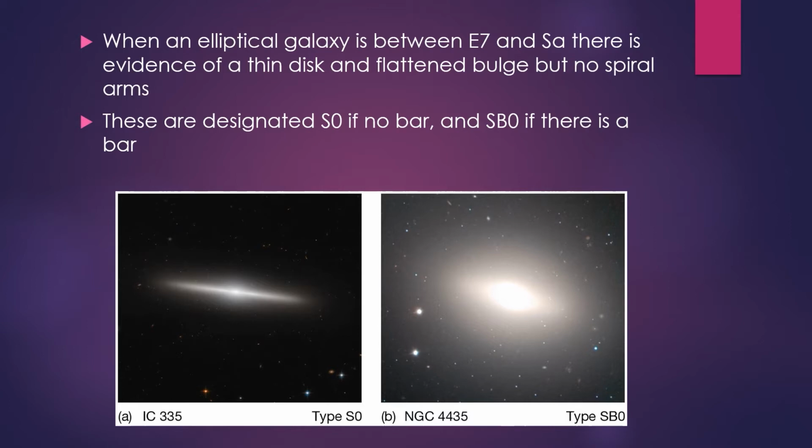When an elliptical galaxy is between E7 and SA, there is evidence of a thin disk and flattened bulge, but no spiral arms. These are designated S0 if there is no bar, and SB0 if there is a bar. So in this case, we can see a bar here, making it an SB0, and this one is just a flat disk with that orb in the middle, making it an S0.